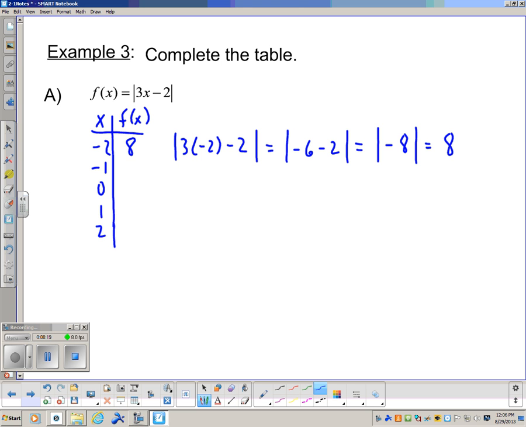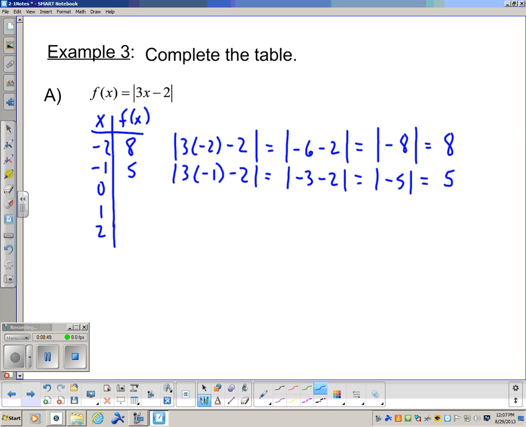Now my next one here, I've got 3 times -1 minus 2. 3 times -1 gives me -3. And then I can go ahead and subtract 2, and I get -5. And then I can go ahead and take the absolute value of -5. Now -5 has a distance of 5 on the number line. So my value over here is going to be 5.